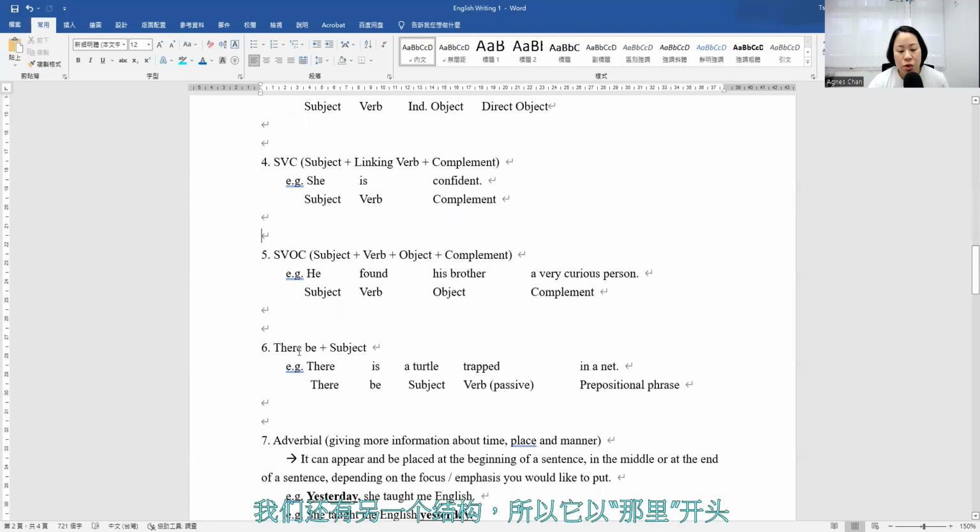And then also we have another structure. So it starts with there. Okay, so there be, and afterwards then we have the subject. And certainly after the subject, then we can follow it with some other things. Okay, so just like this one, there is a turtle trapped in a net.